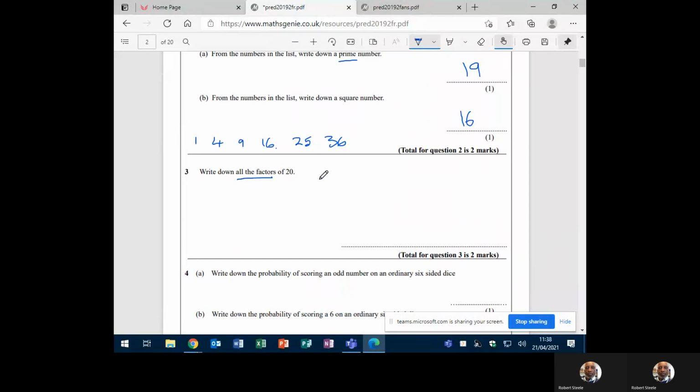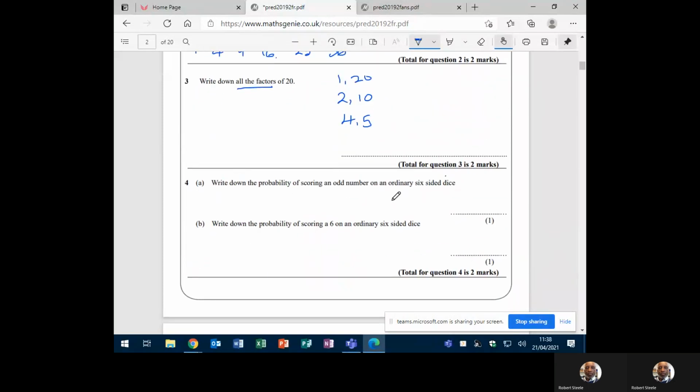All the factors of 20. I recommend that you find your factors in pairs, so you can get 20 from 1 times 20, from 2 times 10, or from 4 times 5. So those 6 are all the factors of 20.